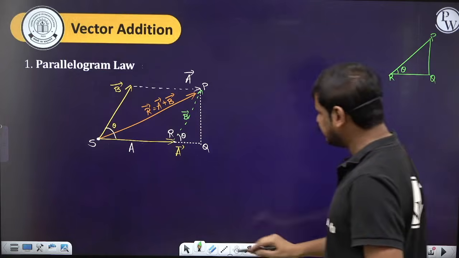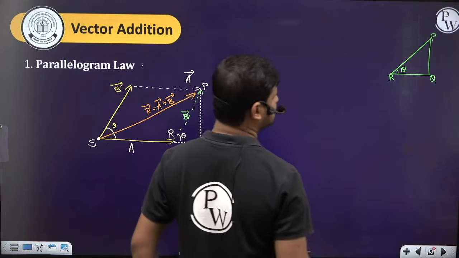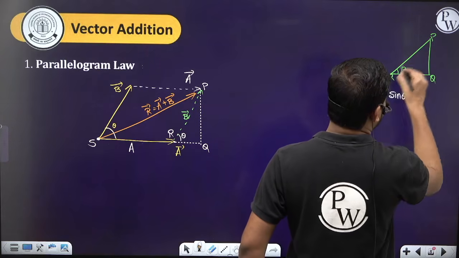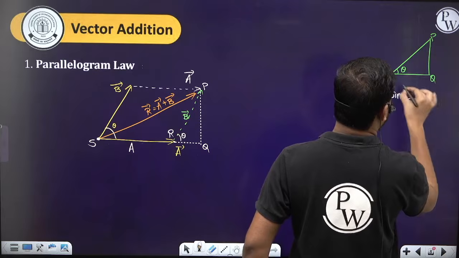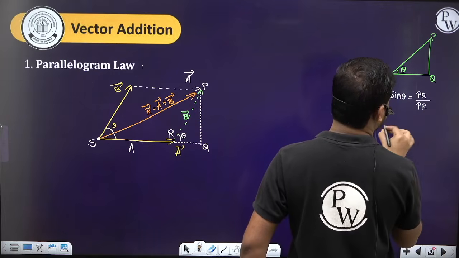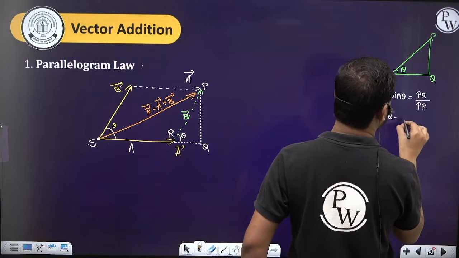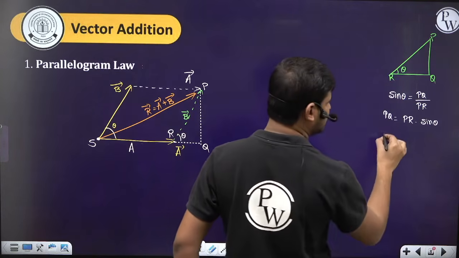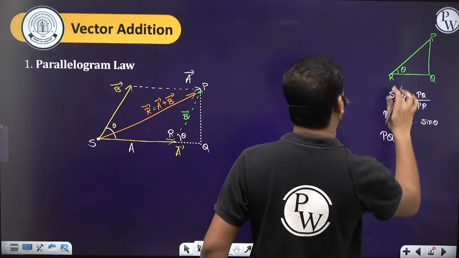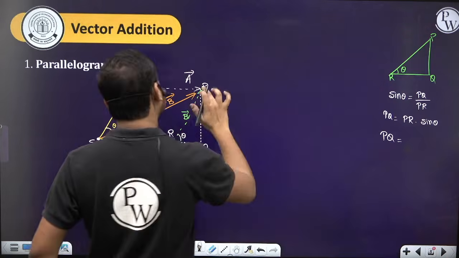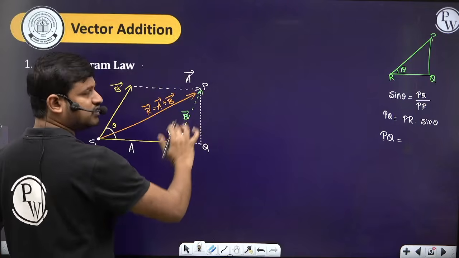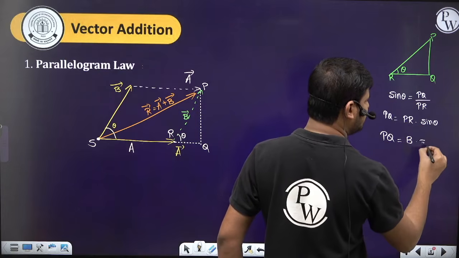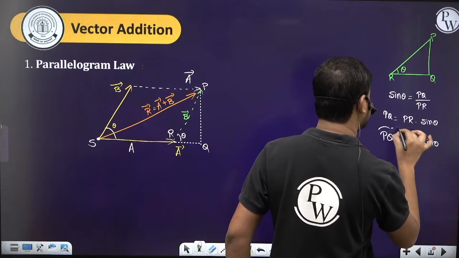So this is the angle theta. Now from here, sine theta is equal to opposite by hypotenuse. Opposite is PQ, hypotenuse is PR, right? So from here I can write PQ is equal to PR into sine theta. PR is nothing but the magnitude of B. So I can write PQ is equal to the magnitude of B sine theta. Just let it be aside.